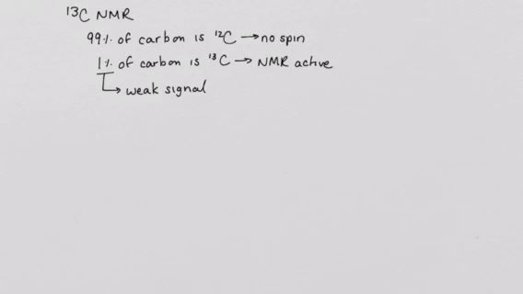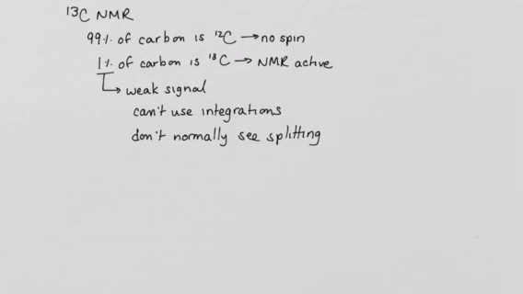First, we can't use the integrations. The integrations don't work like they do in proton NMR, and therefore they're not proportional to the number of carbons that a peak stands for. The second main difference between carbon NMR and proton NMR is that we don't normally see splitting. Again, this is a direct consequence of the fact that there is only 1% of carbon-13 in a given sample.